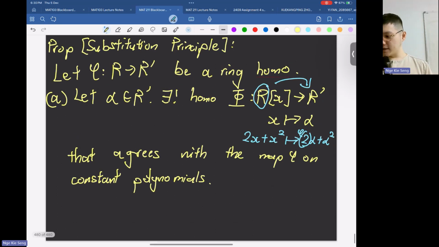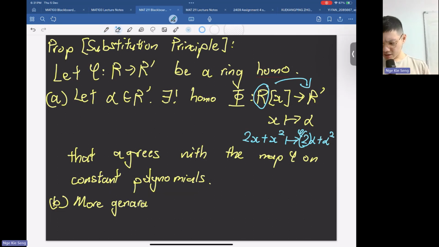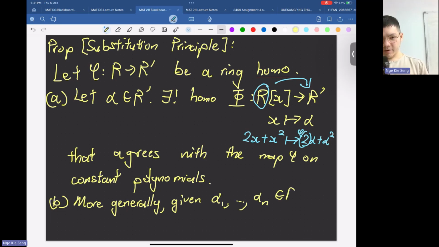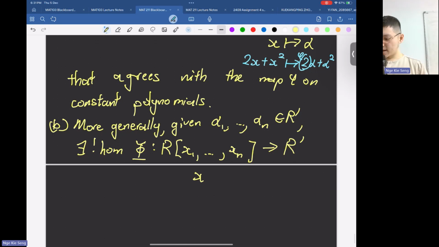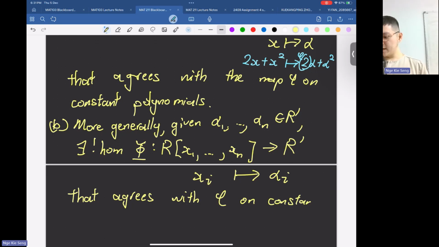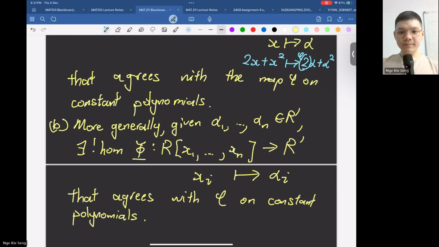So you can do it more generally, meaning you can consider multiple variables. So if you consider alpha 1 up to alpha n in R prime, then there's a unique homomorphism from the polynomial ring in how many variables here? You want to guess? R[x1, up to xn], such that you just evaluate every xi to alpha i. It also agrees with phi on constant polynomials. So basically the little phi will fix how the R coefficients get sent to R prime. Okay or not?